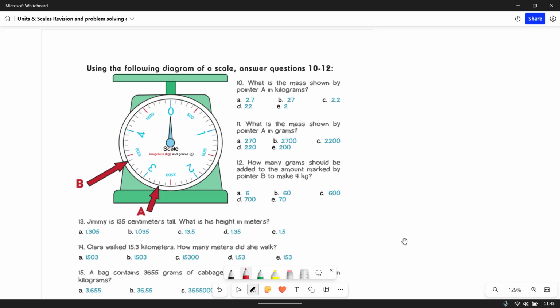So each one of these is worth 100. So it's 100, 200, 300. Yeah, each mark is worth 100, because it goes 0, 100, 200, 300, 400. So it's 2,500, 2,600, 2,700. So 2,700 in kilograms is going to be 2.7, which is 10 is B.